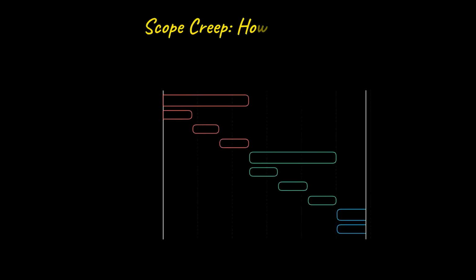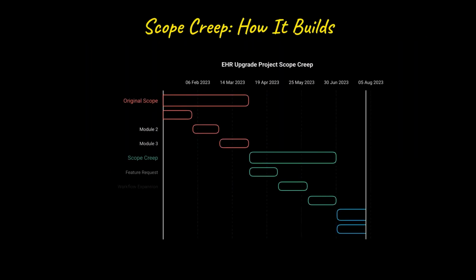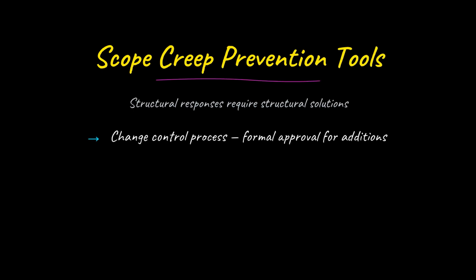together. The core mechanism is incremental commitment without incremental adjustment. Every addition to scope should trigger an explicit conversation about whether the budget, timeline, and resources also need to change. When that conversation doesn't happen, scope grows, but resources stay fixed. Scope creep is not just a failure to say no. It is a structural problem requiring structural solutions.